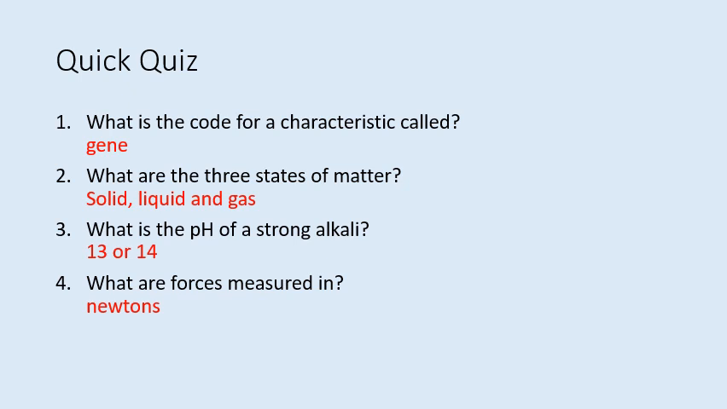So you remember last week we were looking at strong acids in the quiz, and they had a number of 1 or 2. And then alkali is the other end of the scale, if you like, so it goes up to 13. Well, the scale goes up to 14, so either 13 or 14 would indicate a very strong alkali.